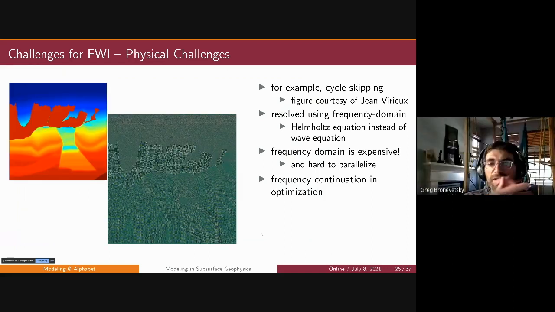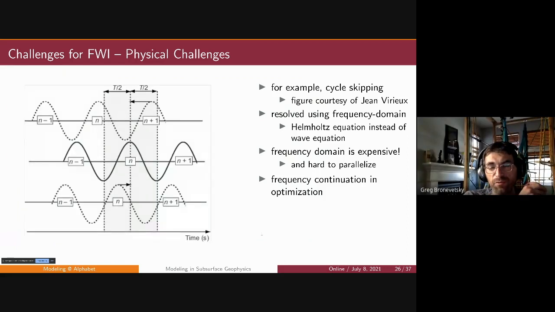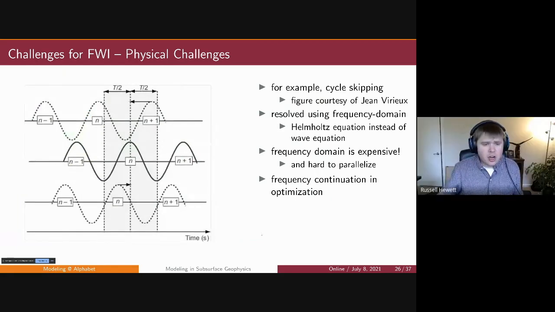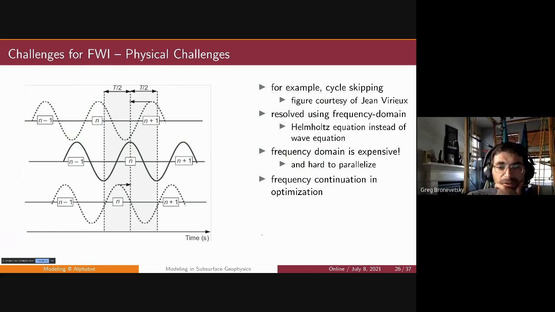Actually, a question. I didn't understand cycle skipping, and that seems like a pretty important point. Yeah, so if you look at this picture on the left, take the black signal as the background, or as the true signal, and then if I have this signal that's up at the top in the dotted line, you can shift it back or forward by half a period, and it would have the same energy. The misfit would have the same energy. It would be an exact fit, right?